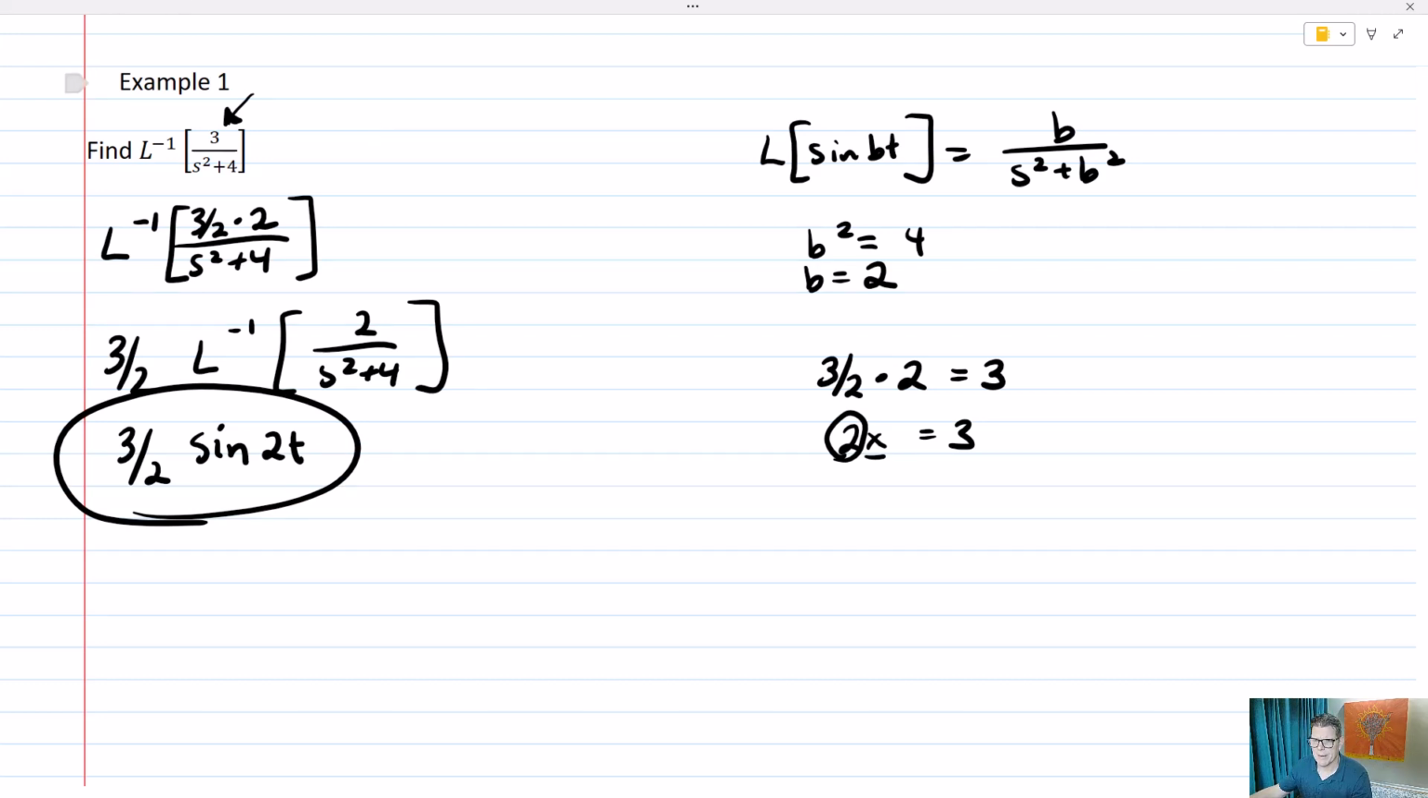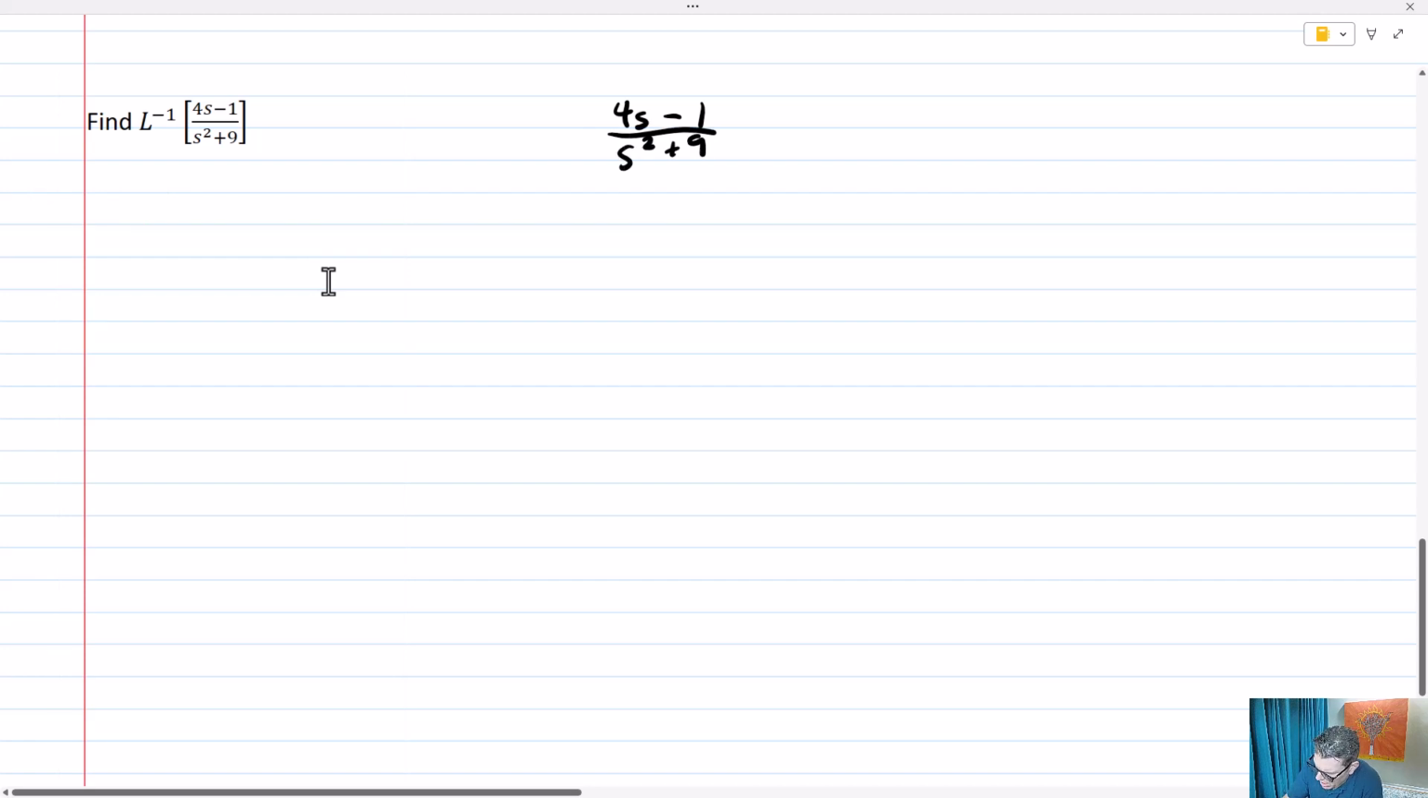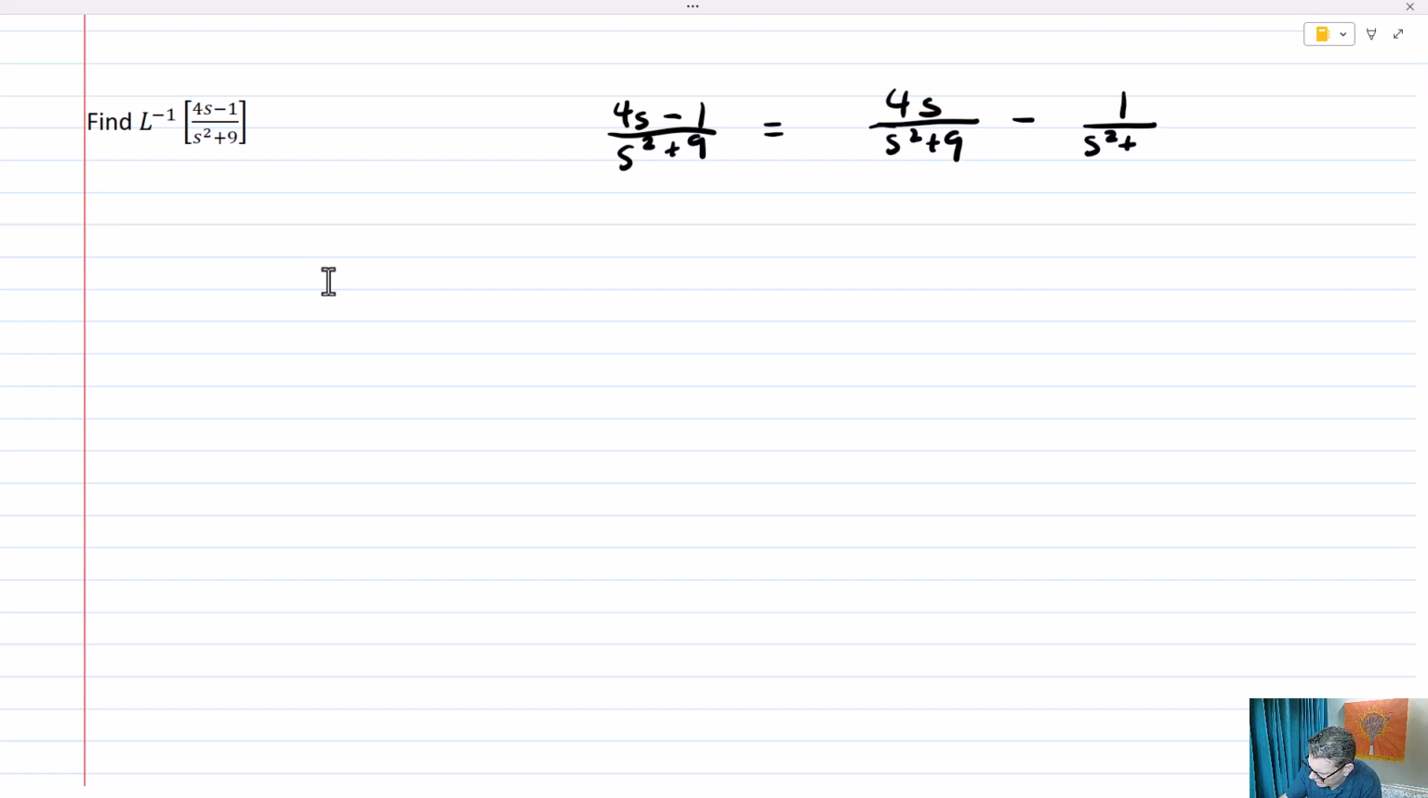Let's take a look at another example. In this case, what we're going to do is use a property of addition. So we're going to have L inverse of 4s minus 1 over s squared plus 9. And that's going to just be 4s over s squared plus 9 minus 1 over s squared plus 9.